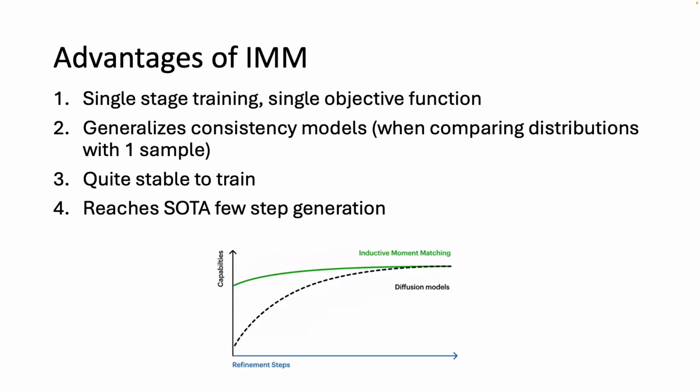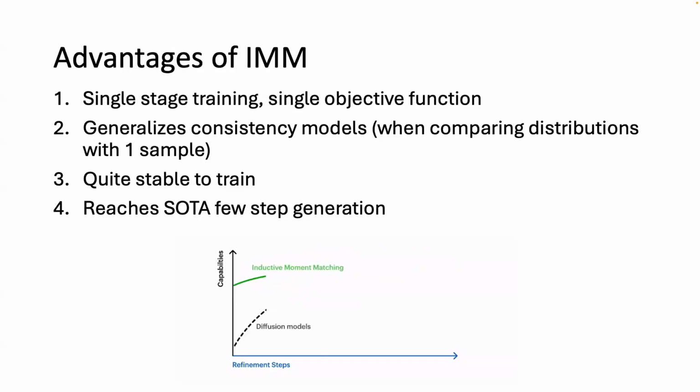And therefore we have reached this algorithm, which has multiple advantages. First of all, it has single-stage training and a single objective function. My point is not to show that a single objective function is the thing to do, but that it is possible to train models with simple things like this. Also, it generalizes consistency models, in the sense that a consistency model is a special case where you're comparing distributions with only one sample. Of course, comparing distributions with one sample is suboptimal. This also explains why training with consistency models is sometimes not as stable as it seems to be. We instead achieve pretty good stability when training the models. And last but not least, we also reach state-of-the-art few-step generation.